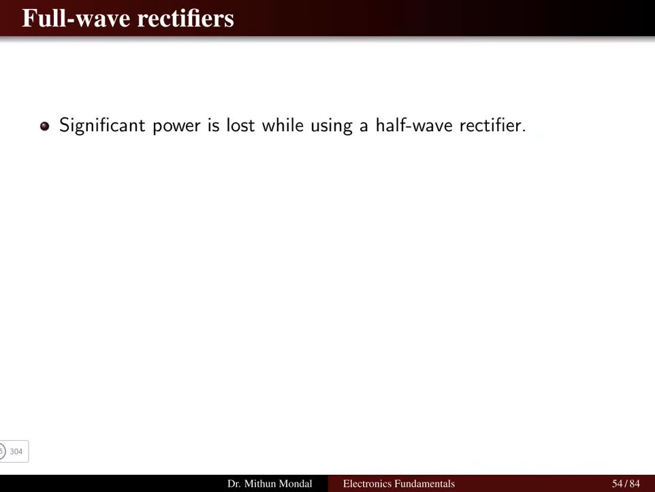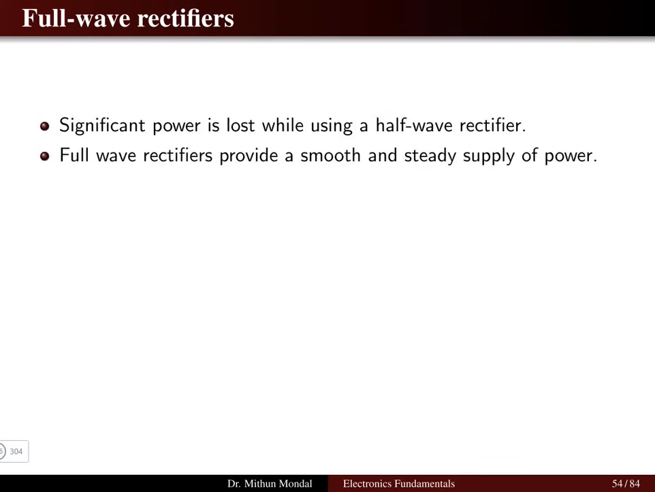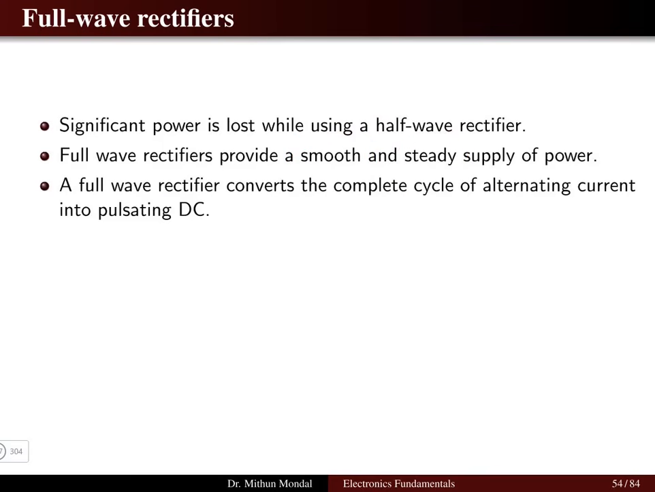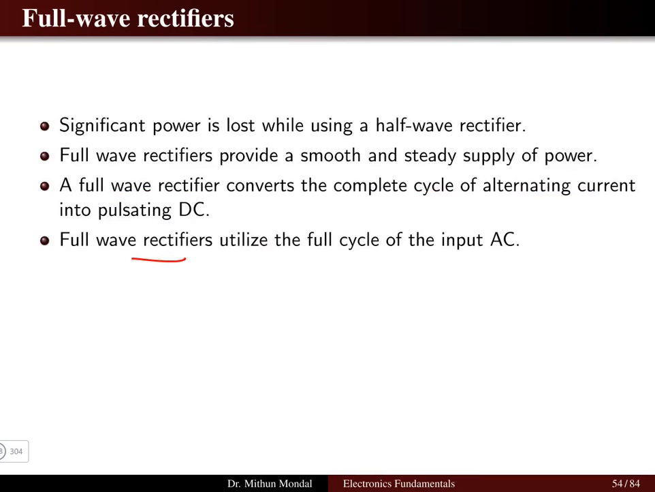In the full wave rectifier we use, because in the half wave rectifier there is a significant power loss. So a full wave rectifier generally provides a smooth and steady supply of power. A full wave rectifier converts the complete cycle of alternating current into pulsating DC. So both the half cycles will be rectified now in a full wave rectifier. A full wave rectifier utilizes the full cycle of the AC input, so the loss will be reduced.